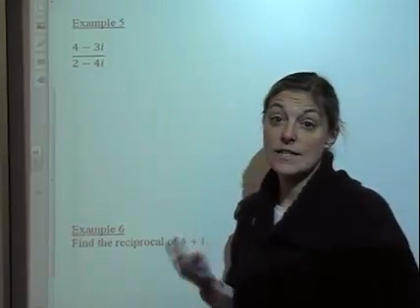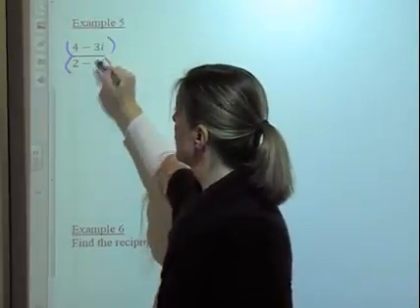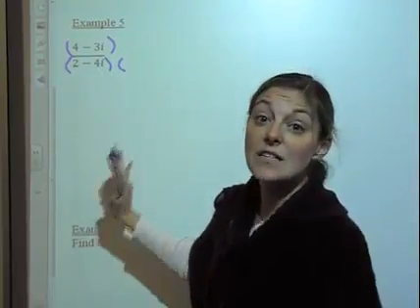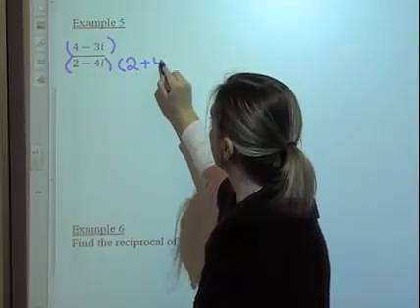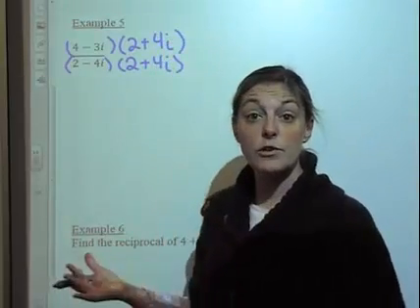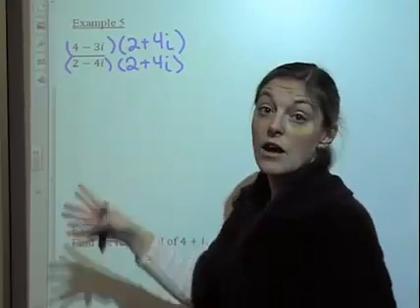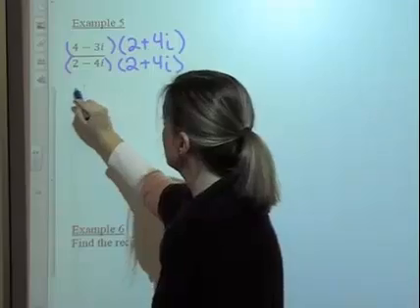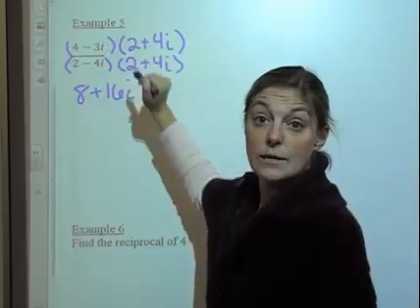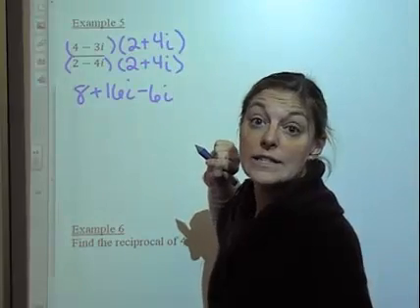We can't have radicals in the denominator, so we're going to do the same thing we did with radicals. Remember, we're looking for a difference of squares, so we're going to multiply by 2 plus 4i. And remember, whatever you do to the denominator, you have to do to the numerator. So now it's a matter of multiplying through. 4 times 2 is 8. 4 times 4i is 16i. Negative 3i times 2 is negative 6i. And then negative 3i times 4i is negative 12i squared.